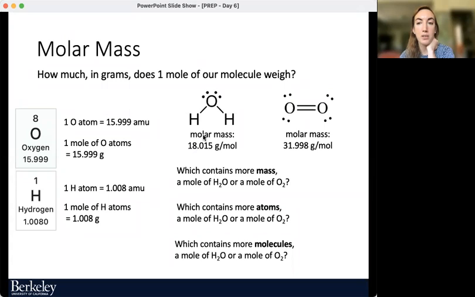So 1 mole is 6.022 times 10 to the 23rd things. So 1 mole of H2O molecules will be 6.022 times 10 to the 23rd H2O molecules, and 1 mole of O2 molecules will be 6.022 times 10 to the 23rd O2 molecules.